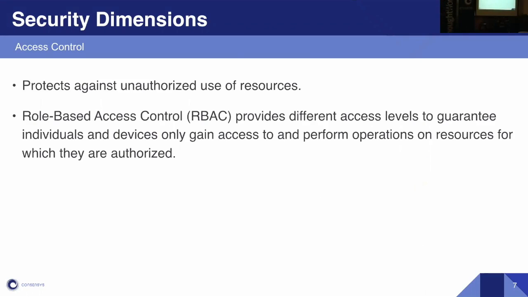That is our first dimension. So it protects against unauthorized access or use of resources. And you can think of role-based access control where you have certain roles and they've got certain privileges. So how does access control play into this matrix?